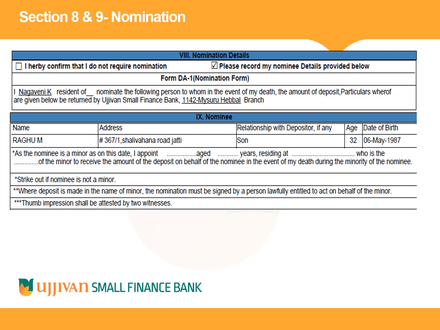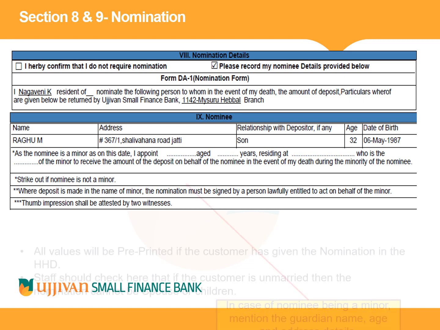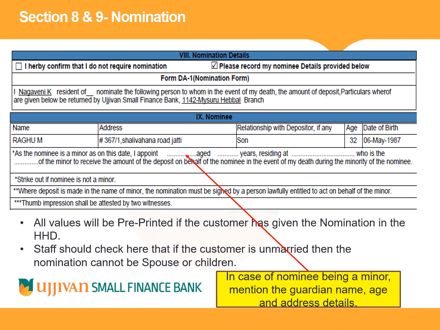Section 8 and 9, Nomination. All values will be pre-printed if the customer has given the nomination in the handheld device. Staff should check here that if the customer is unmarried, then the nomination cannot be spouse or children. In case the nominee is a minor, we need to mention the guardian name, age, and address details.